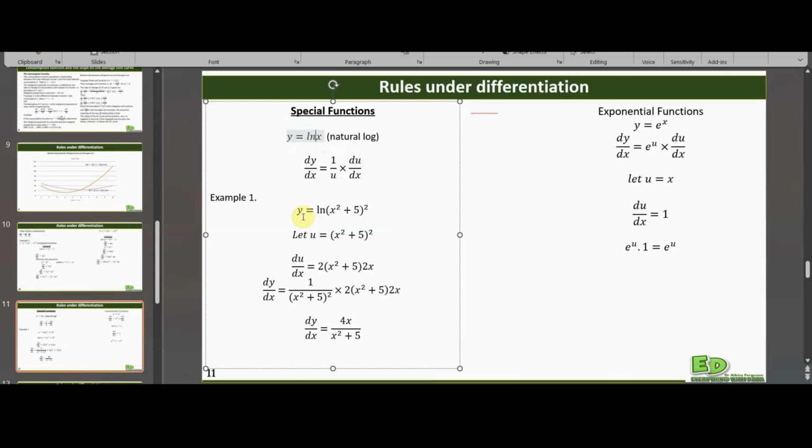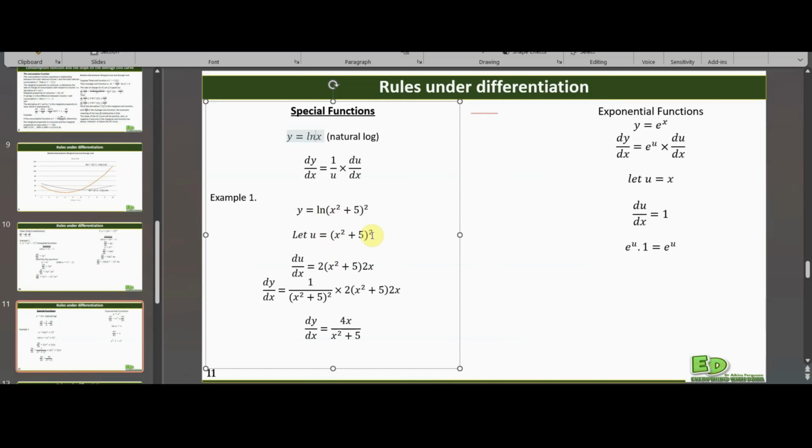So an example is that y equals natural log of (x squared plus 5) all squared. Right, so it is 1 over the function. What is the function? The function is, when I take off this ln, what is left: x squared plus 5 all squared. That is the function. So let u be equal to (x squared plus 5) all squared. Now we'll differentiate this using the chain rule, or we can use the shortcut. I'll differentiate u with respect to x, but it's raised to the power 2. So I can use the chain rule, or there's a shortcut.